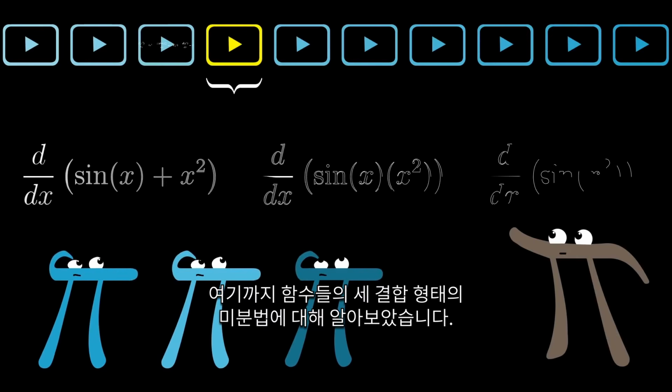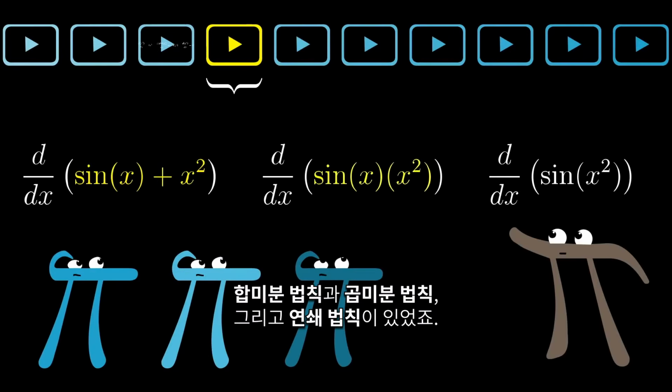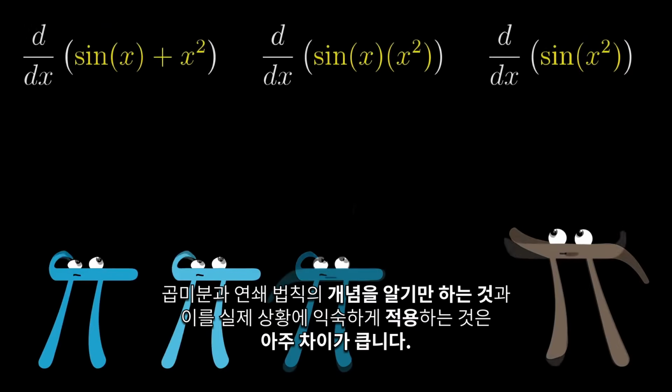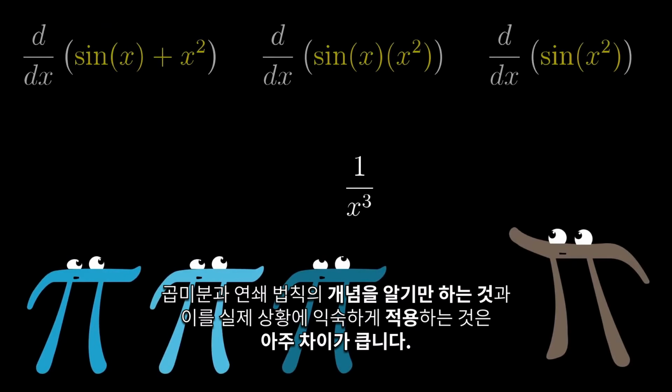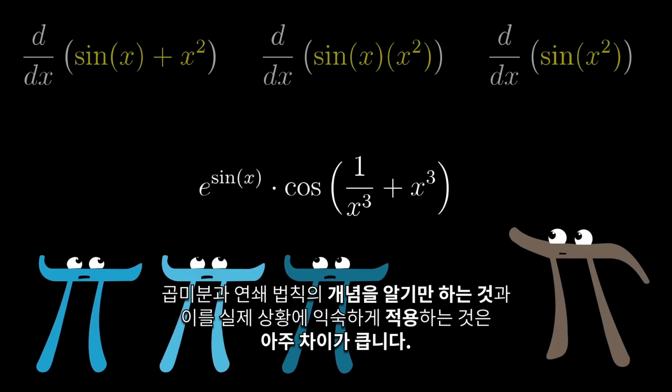So those are the three basic tools to have in your belt to handle derivatives of functions that combine a lot of smaller things. You've got the sum rule, the product rule, and the chain rule. And I'll be honest with you, there is a big difference between knowing what the chain rule is and what the product rule is, and actually being fluent with applying them in even the most hairy of situations.